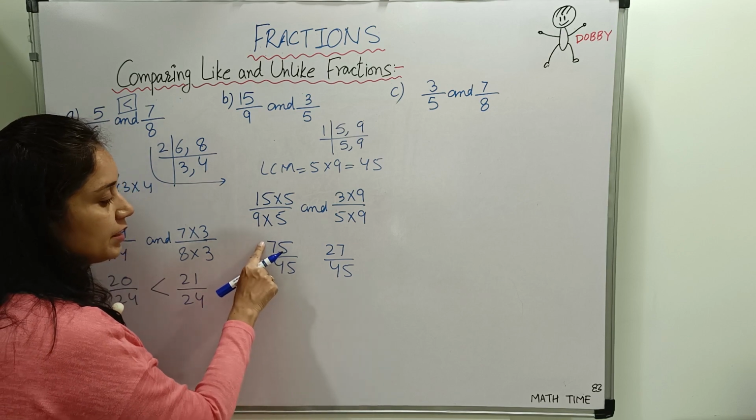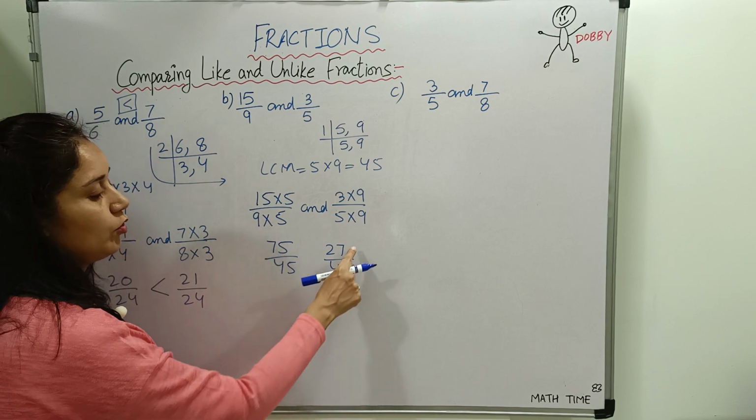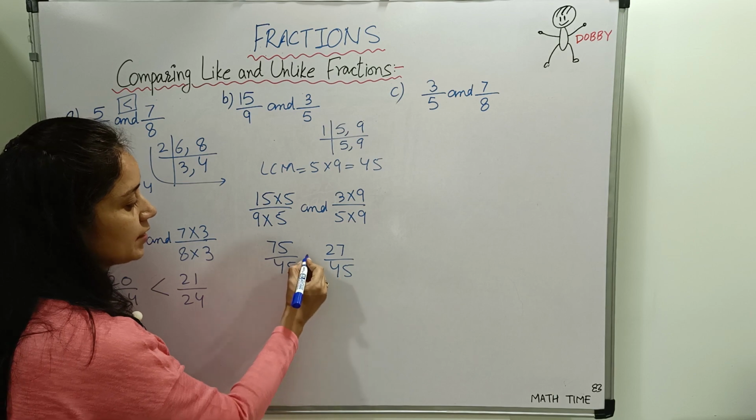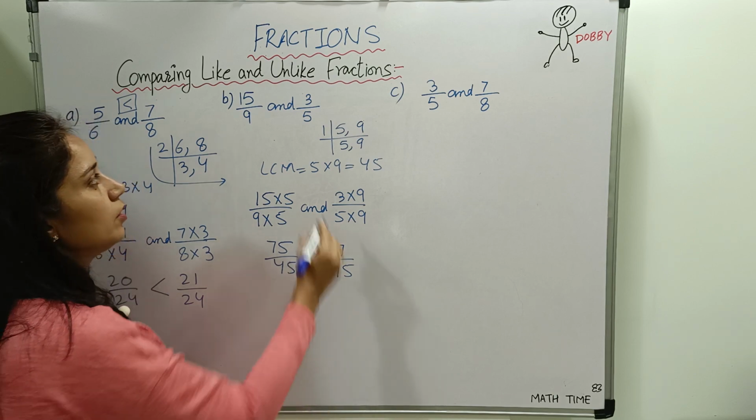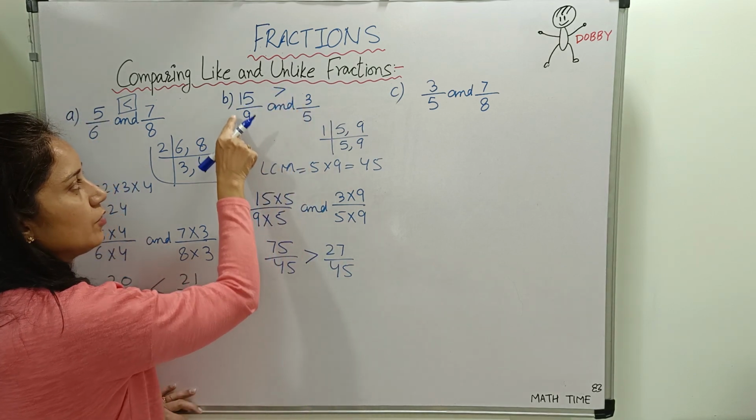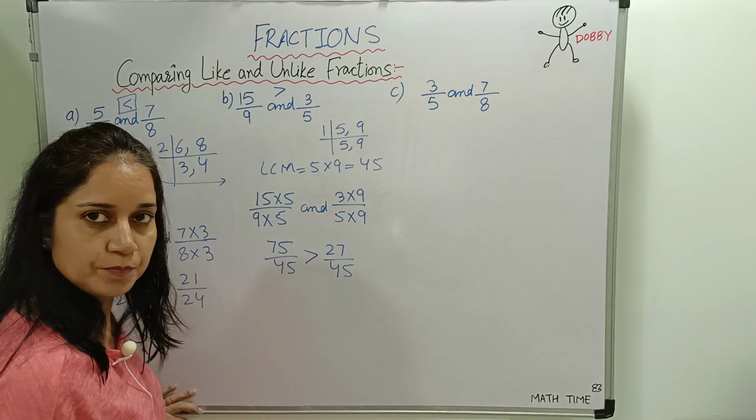Now compare: 75 parts out of 45 or 27 parts out of 45? Yes, 75 parts are more. That means the first fraction, 15 upon 9, was greater.